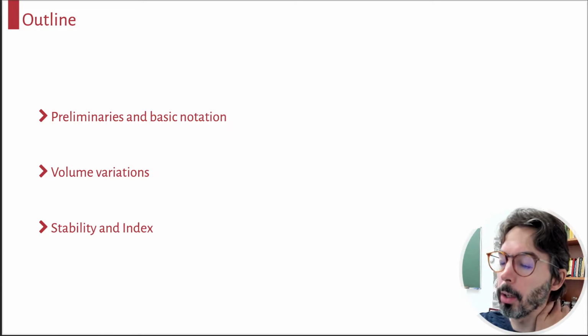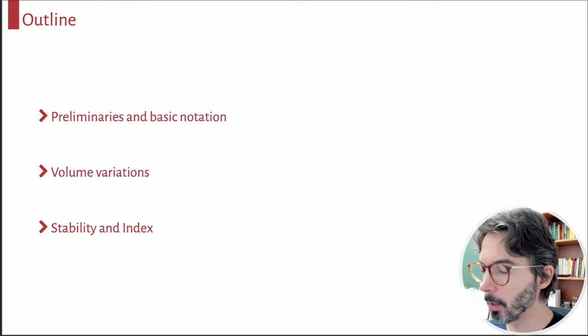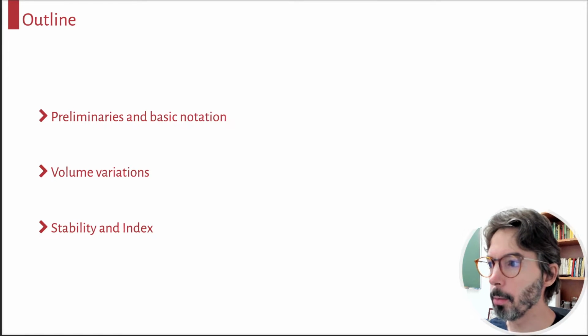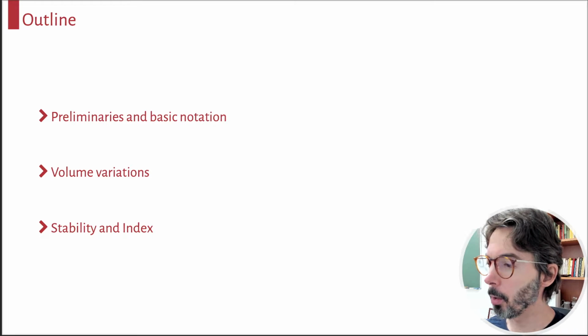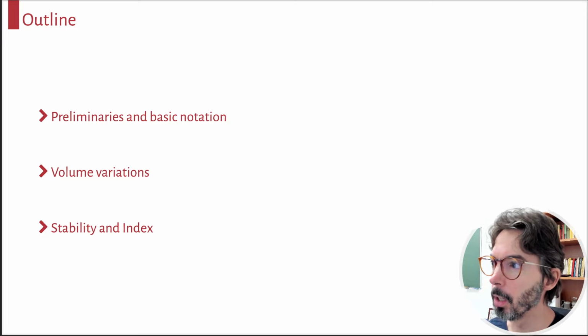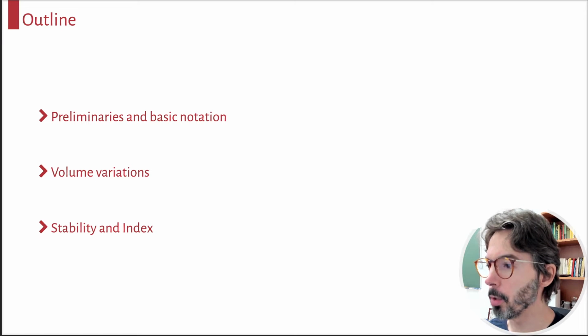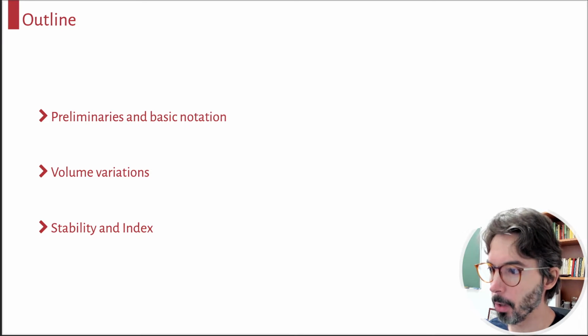So the talk is divided in three parts. The first one, I introduce just the basic notation that we will use throughout the whole series of this talk. Then we will compute the volume variation, the first and the second one. And finally, we'll introduce the notion of stability and index of a minimal immersion.